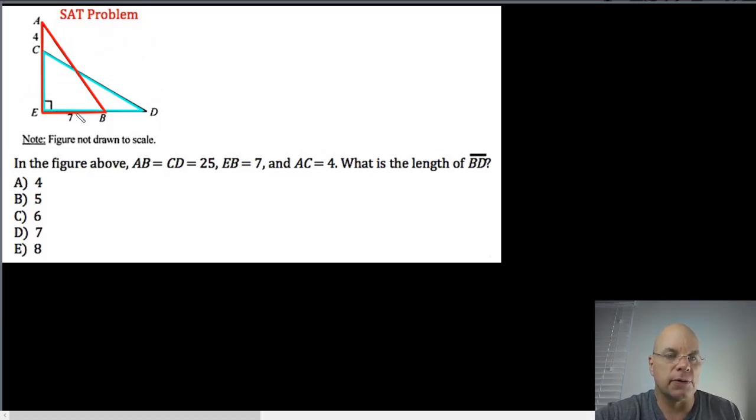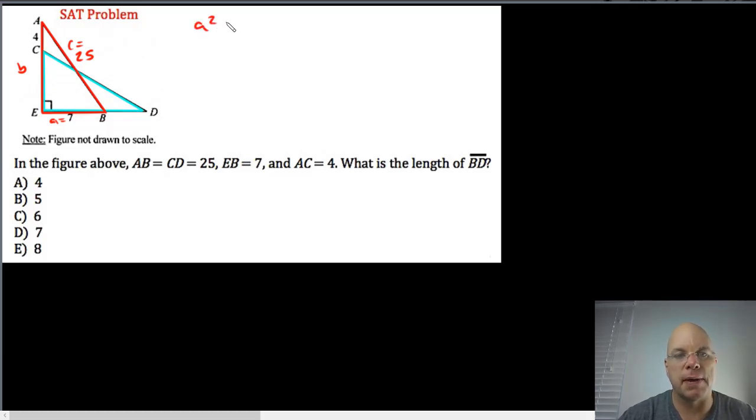The first thing we can do is, if you focus on the red triangle, we were given that the hypotenuse AB is equal to 25. So this is 25, and this is 7. So we know one leg, and we know the hypotenuse, so we can try to find B, which would be the other leg of this red right triangle.